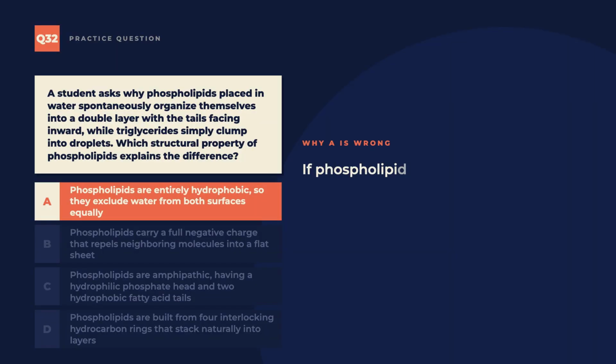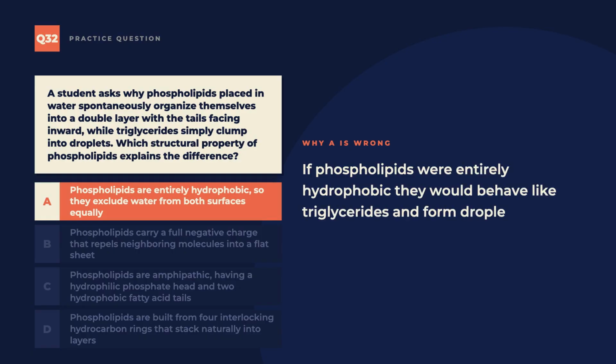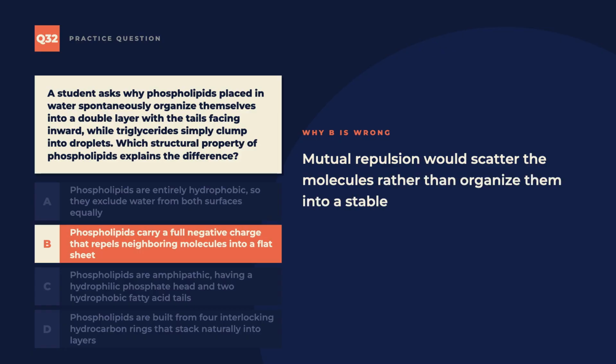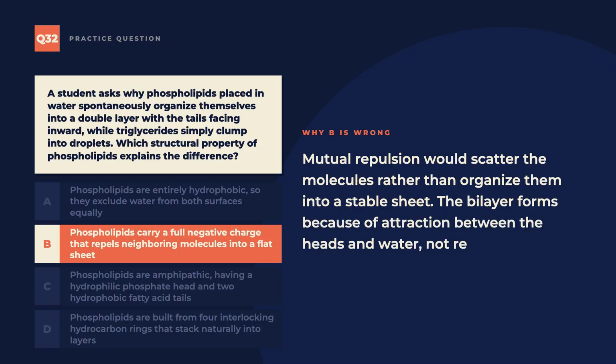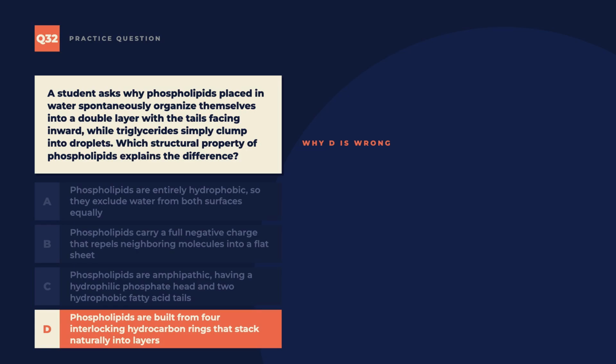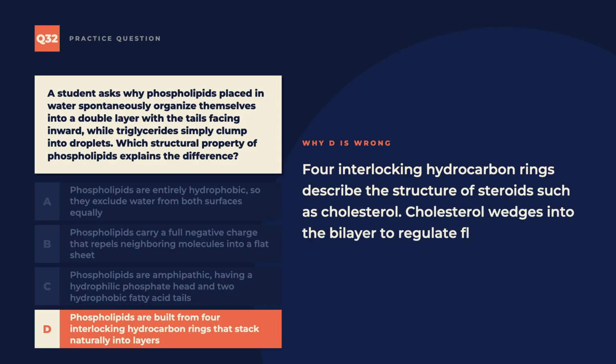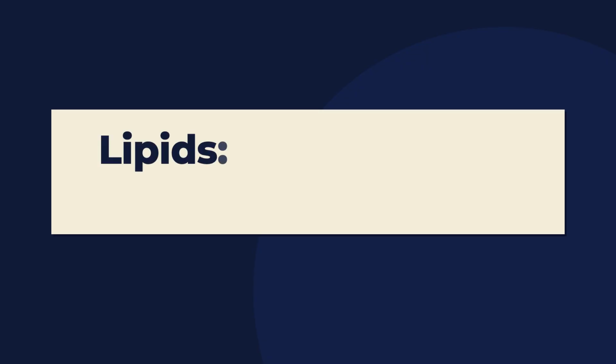A is wrong because if phospholipids were entirely hydrophobic, they would behave like triglycerides and form droplets. The water-loving head is precisely what distinguishes them. B is wrong because mutual repulsion would scatter the molecules rather than organize them into a stable sheet. The bilayer forms because of attraction between the heads and water, not repulsion among the phospholipids. D is wrong because 4 interlocking hydrocarbon rings describe the structure of steroids such as cholesterol. Cholesterol wedges into the bilayer to regulate fluidity but does not form the bilayer itself.